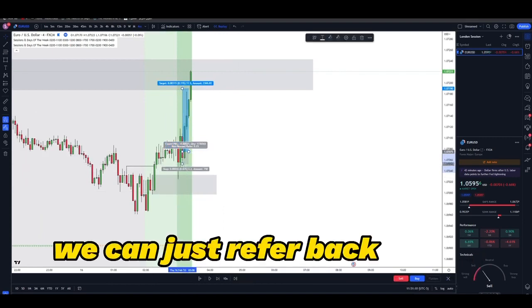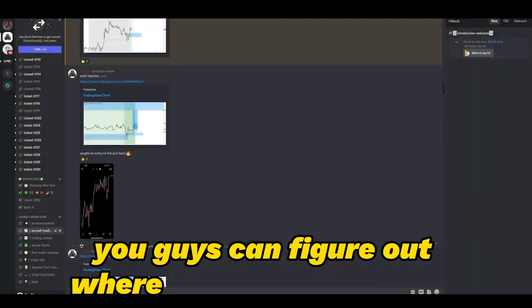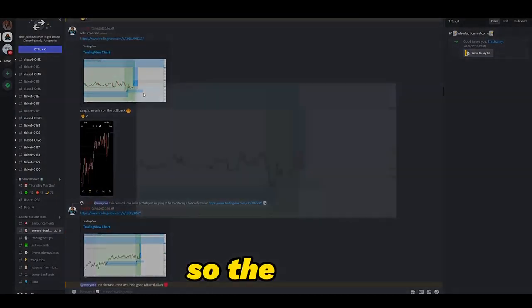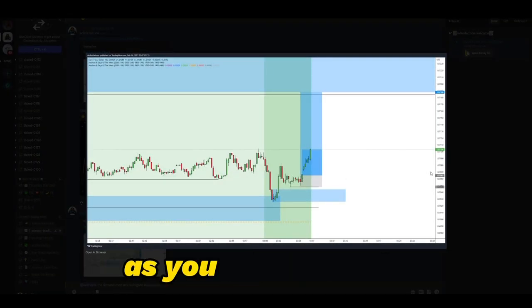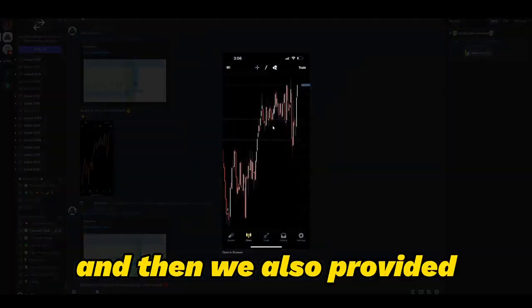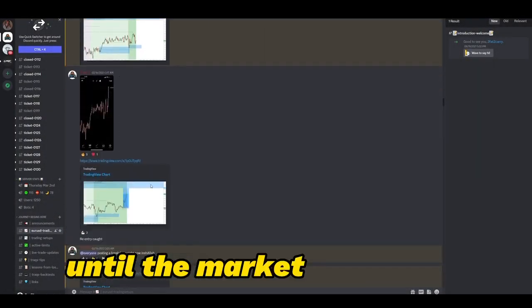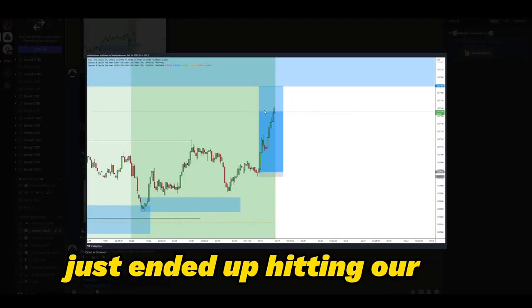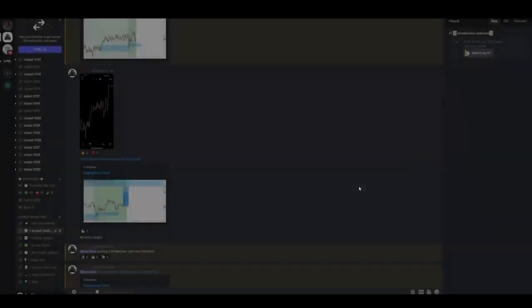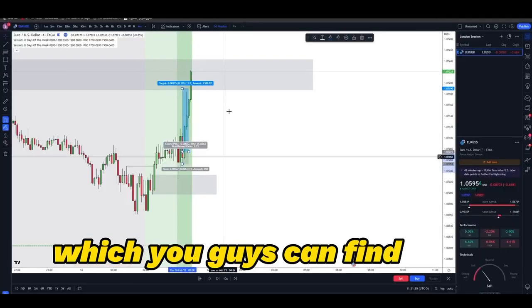We can just refer back to the Discord once again. You guys can figure out where we actually entered. So the first entry was just over here, as you guys can see, and then we also provided the proof of entry. You can see that as well, until the market eventually just ended up hitting our TP all the way to our supply zone, which you guys can find right here.